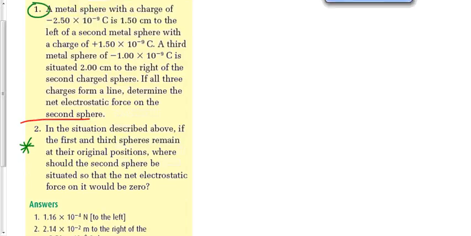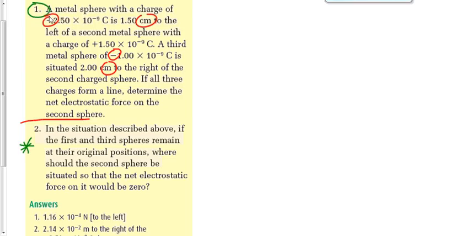All right, let's have a look at number 1 now that people have had a chance to work on it. A metal sphere with a charge of negative 2.5 is 1.5 centimeters to the left of a second metal sphere with that charge, and there's a third one that's this far to the right of the second one. What's the net electrostatic force on the second one, the middle one?